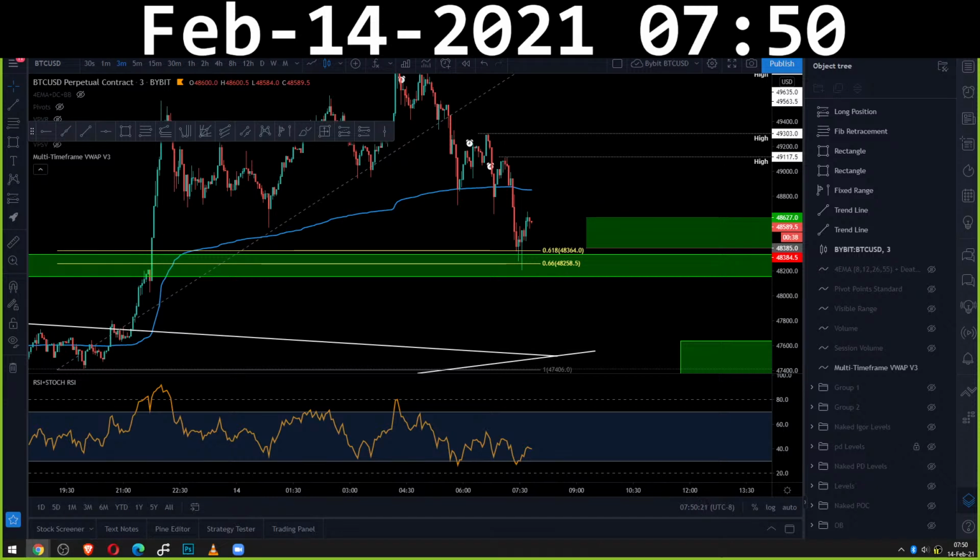But now I think what I'm gonna do is take this, but with a super low position size. Yeah, we're just at massive support. This area is a massive support area.